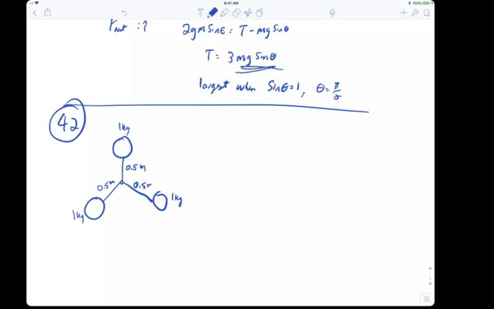All right, let's start by calculating the moment of inertia. So it's going to be mr squared for each of the terms. So it's going to be 1.0 times 0.5 all squared, 1.0 times 0.5 all squared, 1.0 times 0.5 all squared, which is equal to 0.75 kilogram meter squared.